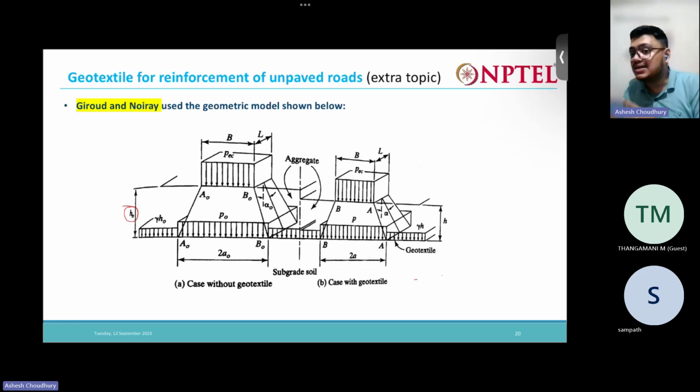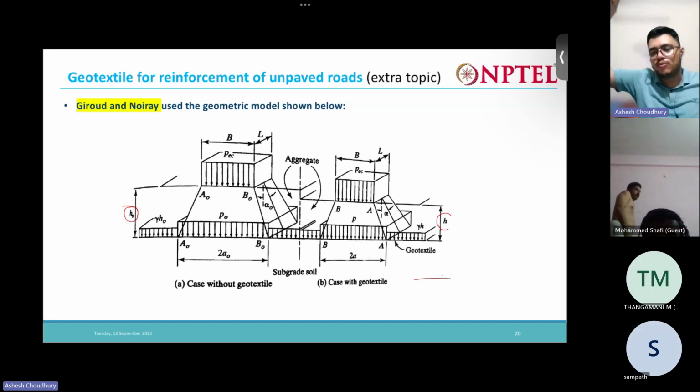But if we use geotextile, the depth of the aggregate that we have to use to construct the unpaved road will reduce from H naught to H. So in that way, we will obviously be saving cost. Obviously, if we reduce this height, we will be saving huge costs, say if we construct a 2 kilometer road.